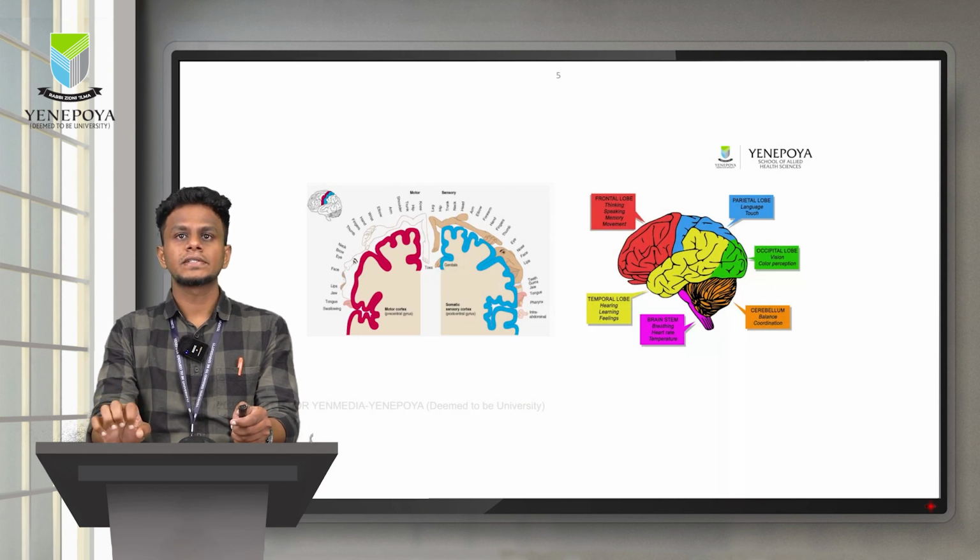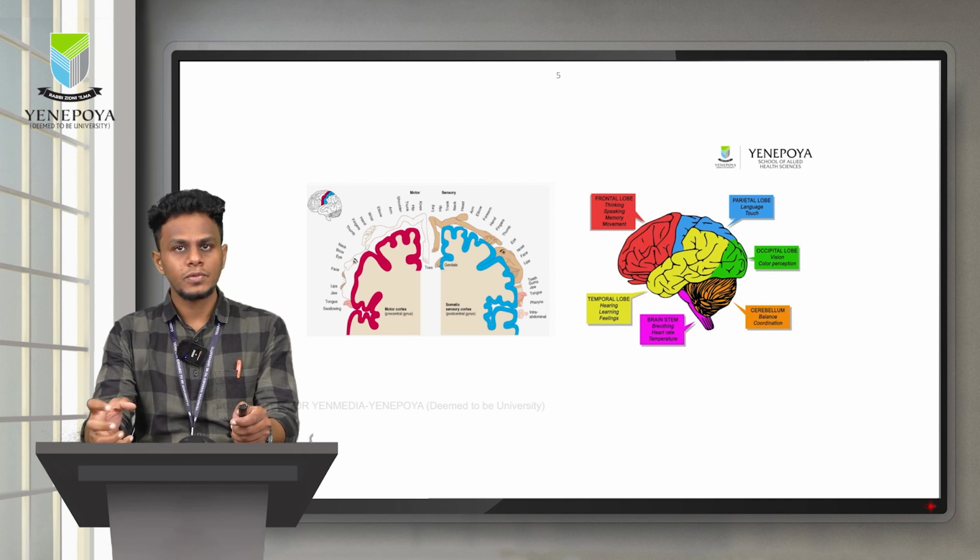Some basic things I would like to tell. The frontal lobe is responsible for your thinking, speaking, memory and movement, and the parietal lobe is for language and touch. The occipital area is responsible for your vision and color perception, and the temporal lobe is responsible for your hearing, learning and feelings. The brainstem is responsible for balance, breathing, heart rate and temperature response. The cerebellum is responsible for balance coordination.